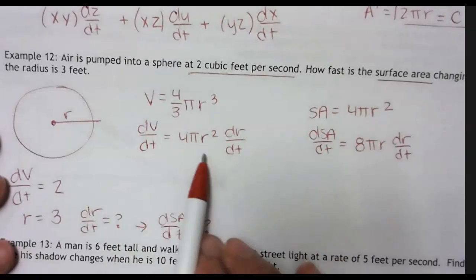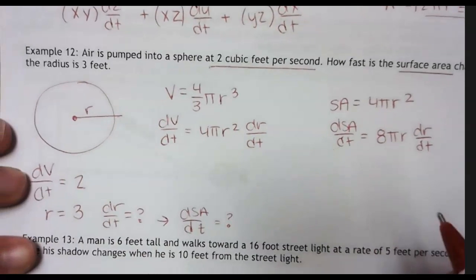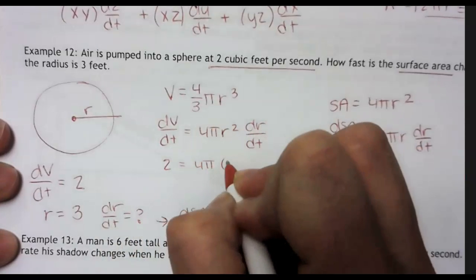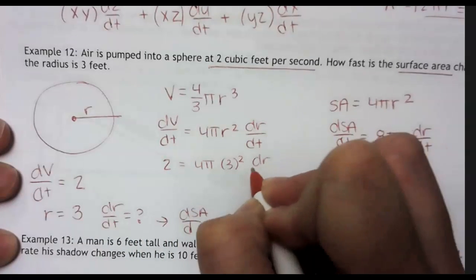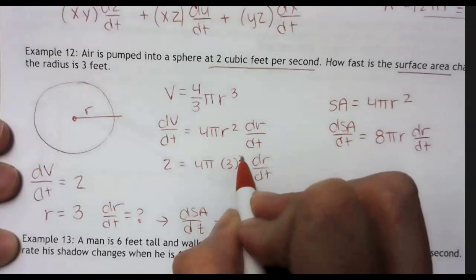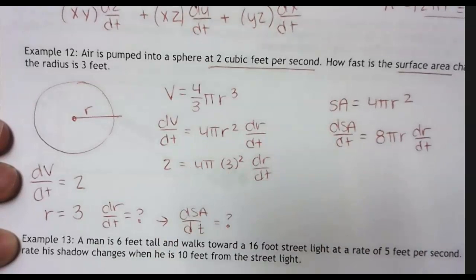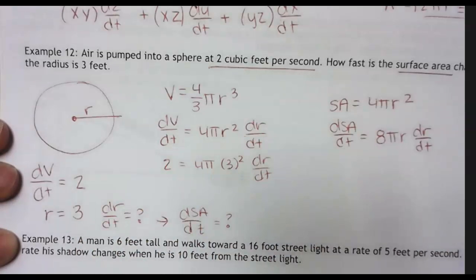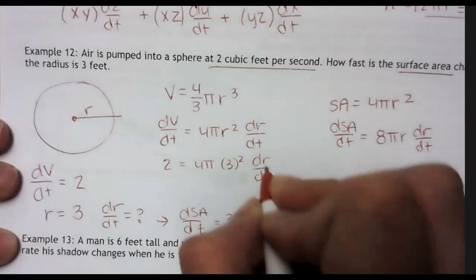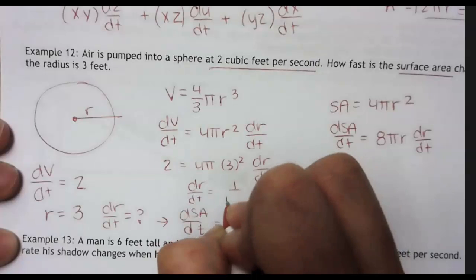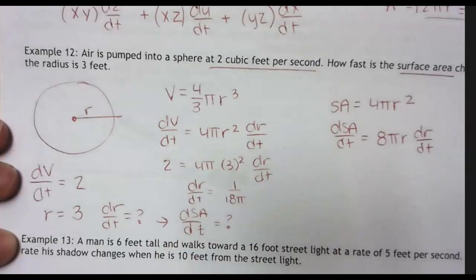Okay, so dv dt is 4 pi r squared dr dt. We know dv dt is 2. We know that r is 3. We're looking for dr dt. So 3 squared is 9. 9 times 4 is 36. So 2 divided by 36 simplifies to 1/18. So we get dr dt is equal to 1 over 18 pi.